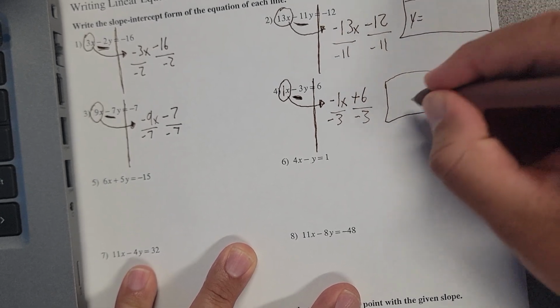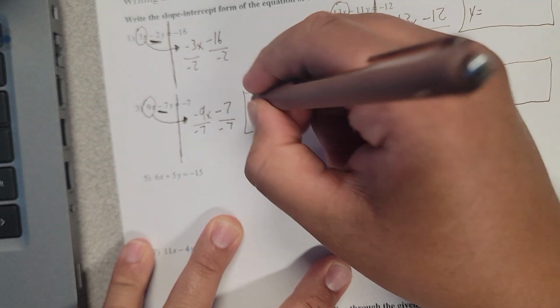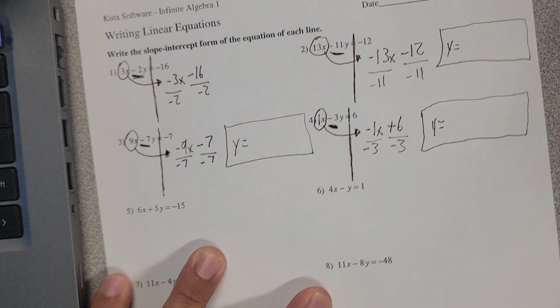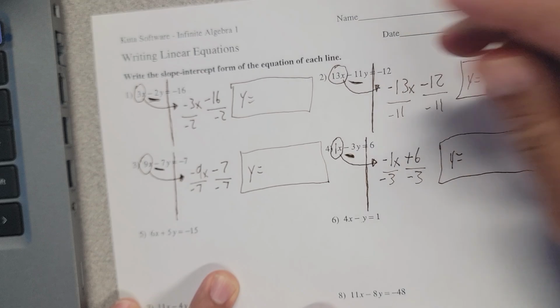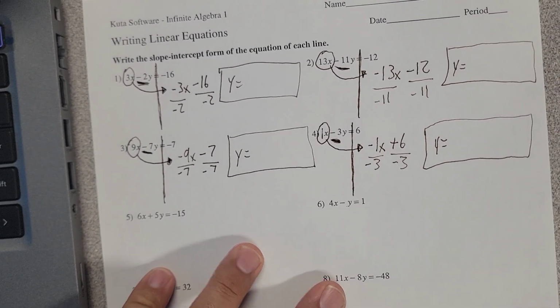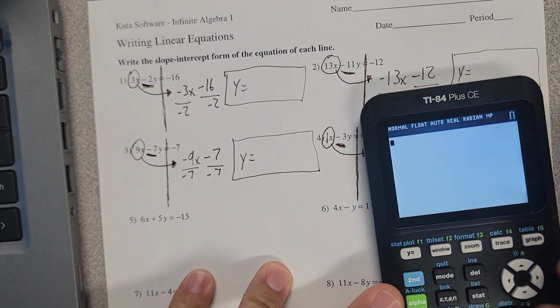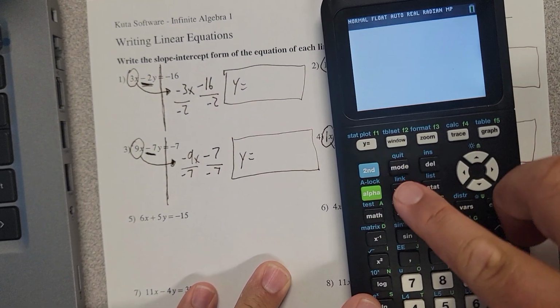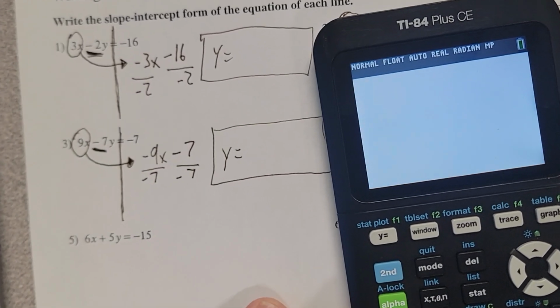Put y equals, y equals, y equals, y equals. Okay? And I'm just going to go ahead and let the calculator do the work. So to get a fraction, I have to put alpha and x, and then I'm going to get a little fraction here. Let me zoom in.